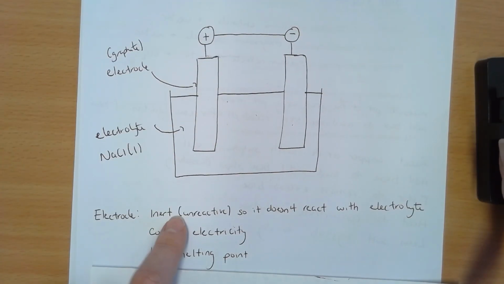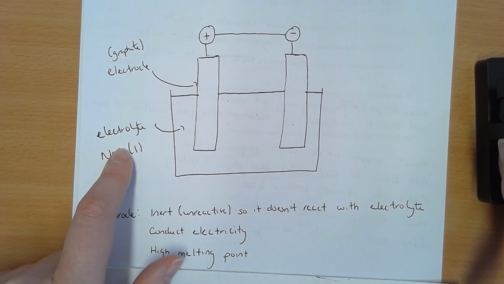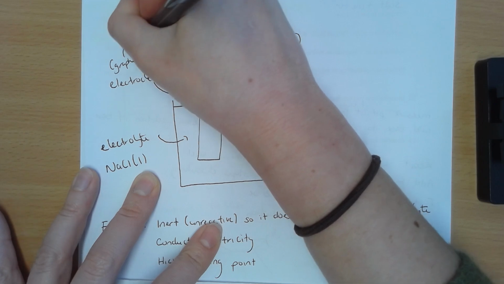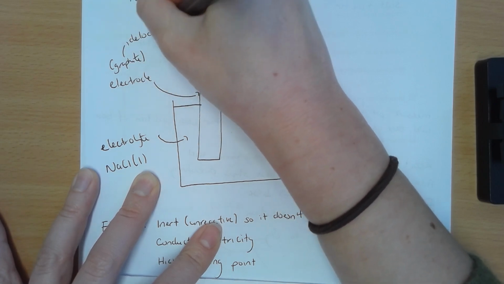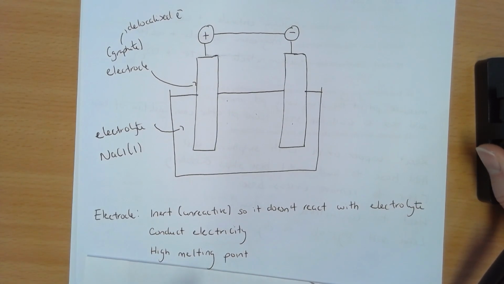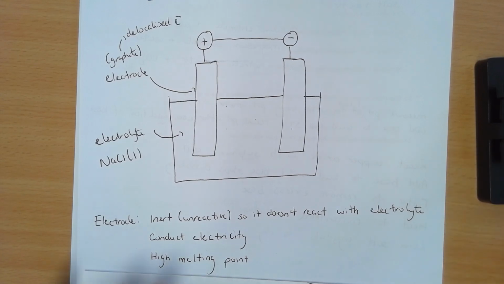It's unreactive, so it won't react with the sodium chloride electrolyte. It can conduct electricity because it has delocalized electrons. And because it's giant covalent, it has a really high melting point because we've got lots of strong covalent bonds.